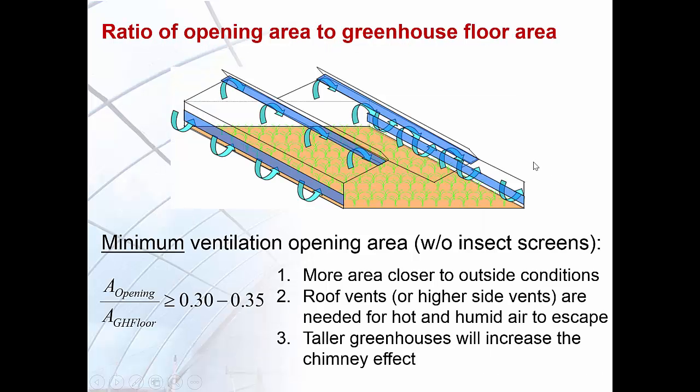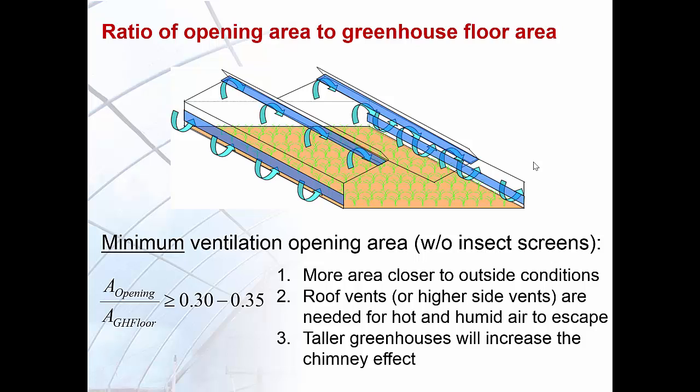In theory, the natural ventilation rate varies linearly with external wind velocity and area of ventilation openings, while it also varies linearly with the square roots of height of openings and temperature rise. For design purposes, wider openings are effective in increasing the ventilation rate. As a rule of thumb, the minimum ventilation opening area without the use of insect screens for naturally ventilated greenhouses is 30 to 35%.